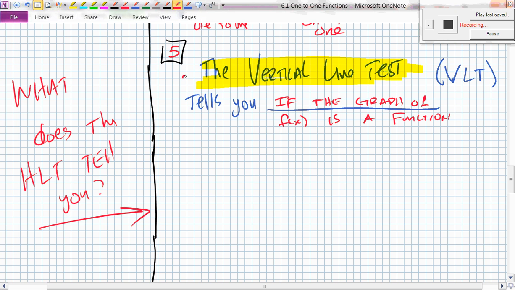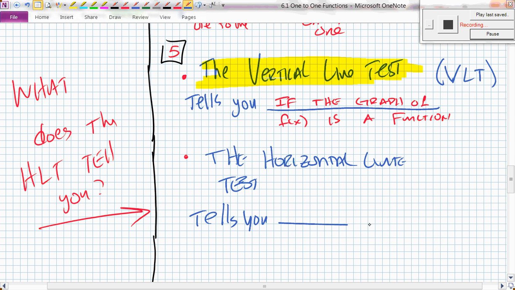All right. Did you know that there's a horizontal line test as well? Okay, can you guys think you can put it all together? Everything that we're studying right now? What do you think the horizontal line test tells you? Inverse and if it's 1 to 1. Tells you if f of x is 1 to 1. There you go.